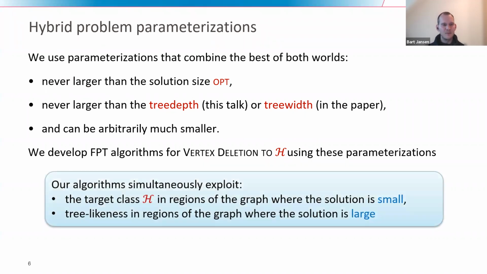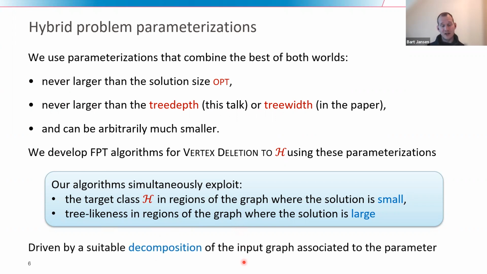So at a very high level, the algorithms we develop mix the best features of both these types of algorithms. On the one hand, they are going to exploit properties of the first type of algorithms in those regions of the graph where the solution is small. And they're going to exploit maybe tree-likeness or having small tree depth or tree width in regions of the graph where the solution may be large, but those regions are not so difficult in terms of structure.